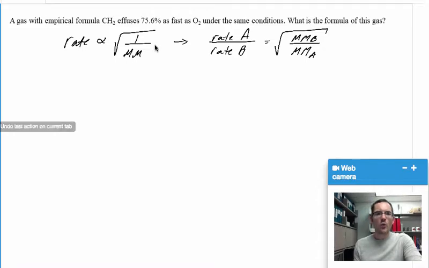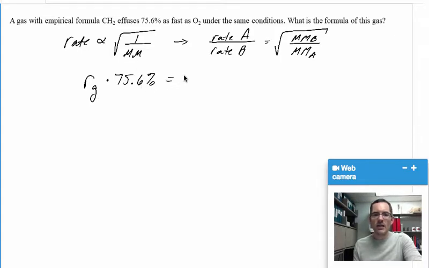75.6%? Well, we're relating the rate at which some gas effuses. So the rate of that gas times 75.6% is going to be equivalent to the rate of oxygen, based on the way that the question was worded. It says that the gas effuses 75.6% as fast as oxygen. So the rate of oxygen is going to be equal to whatever the gas is times 75.6%. So what I can do is figure out a ratio between the rate of the gas versus the rate of the oxygen.